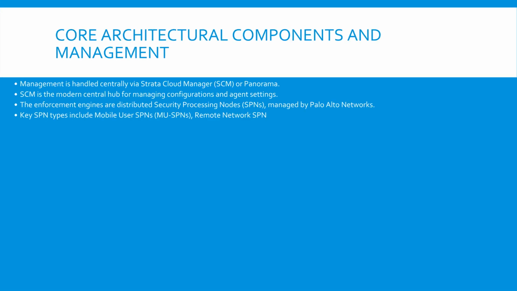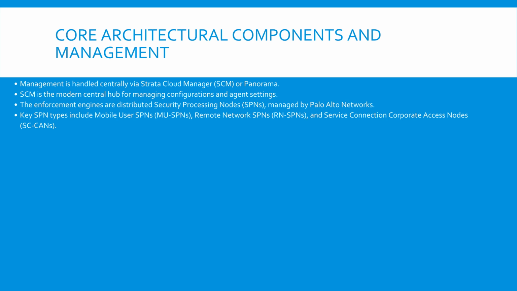To understand the architecture, we must look at both the control tower and the engines. The control tower, where administrators manage everything, is typically the Strata Cloud Manager, or SCM. SCM acts as a single pane of glass for configuring various components like Prisma Access agent settings and infrastructure details. Alternatively, legacy or large deployments may use Panorama for management. Now for the engines. These are the security processing nodes, or SPNs, which Palo Alto Networks deploys and manages globally across its cloud infrastructure. These nodes are the data plane components where security inspection occurs.